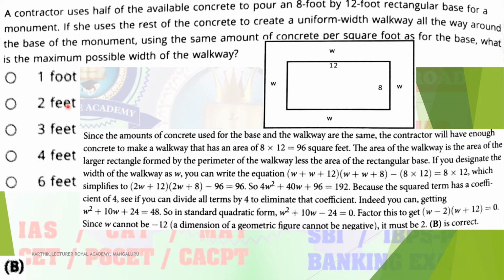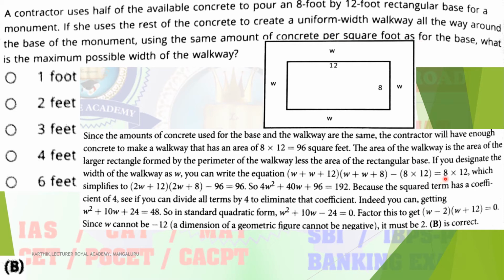So what is given in the question? A contractor uses half of the available concrete to pour an 8 foot by 12 foot rectangular base for the monument. If she uses the rest of the concrete to create a uniform width walkway all the way around the base of the monument using the same amount of concrete per square foot. Note that it mentions using the same amount of concrete per square foot.